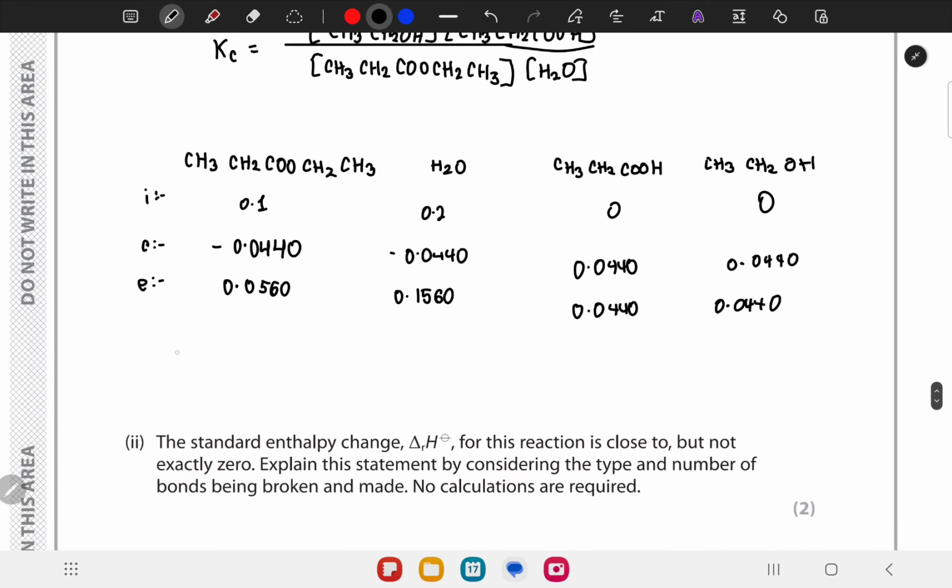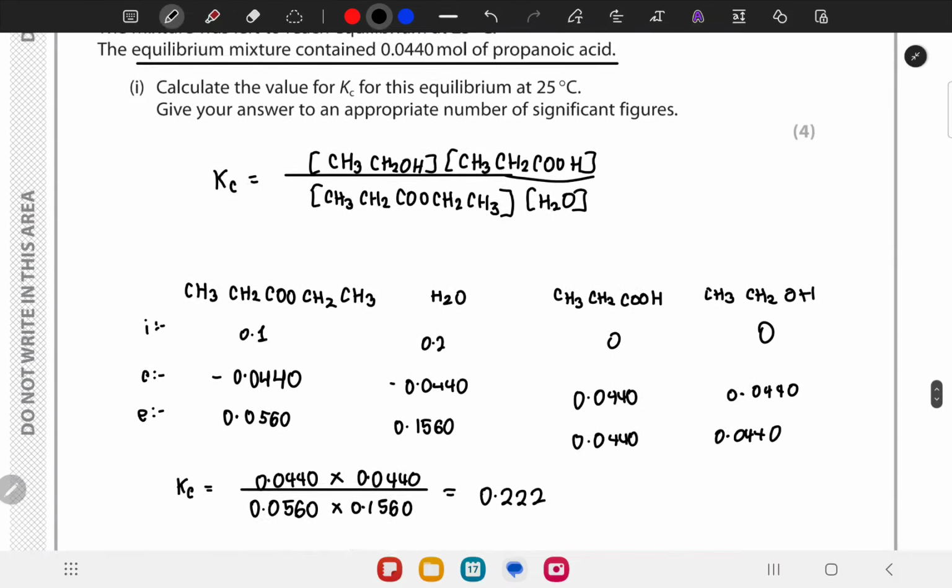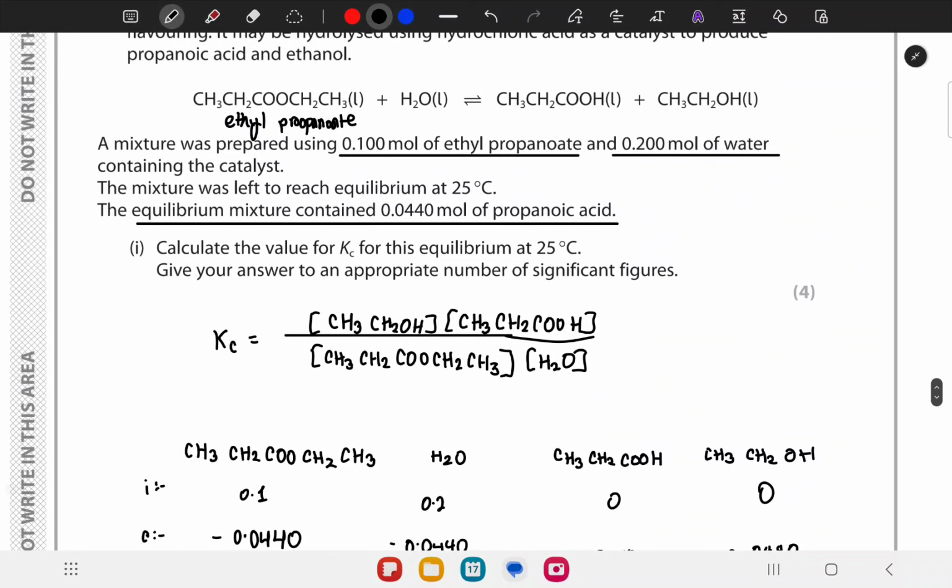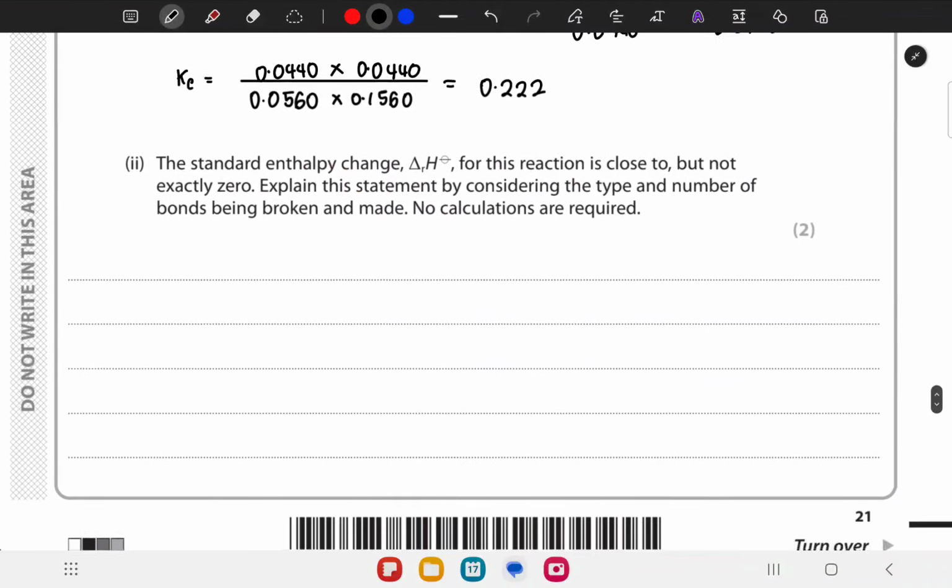So our Kc would be 0.0440 times 0.0440 divided by 0.0560 multiplied by 0.1560. The value of Kc would be 0.222. It wouldn't have any units since the right side and the left side have the same number of moles.